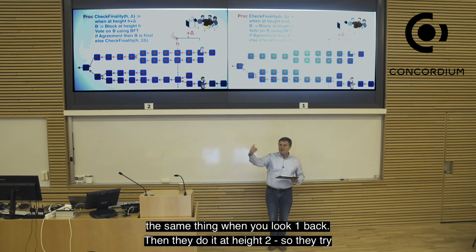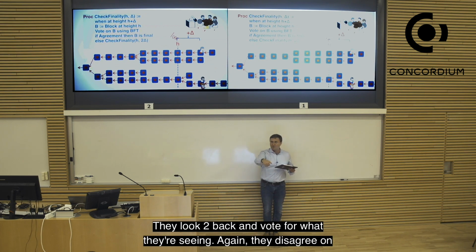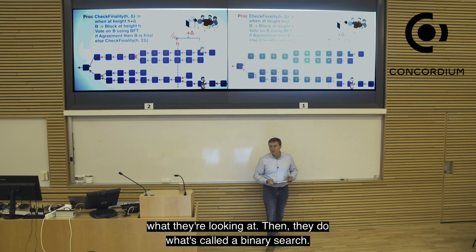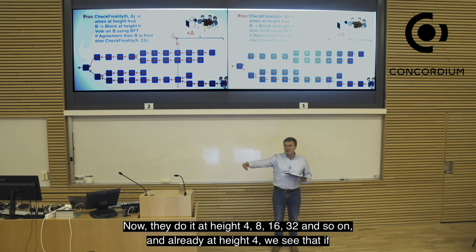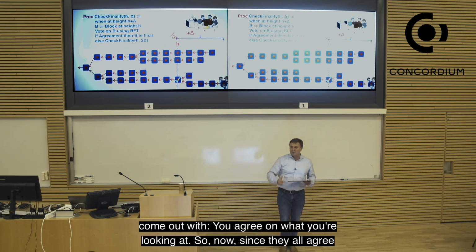Then they do it at height 2. So they try to finalize the same height, 1,000. Now they just wait until they're at height 1,002. They look 2 back and vote for what they're seeing. Again, they disagree on what they're looking at. And then they do what's called a binary search. Now they do it at height 4, 8, 16, 32, and so on. And already at height 4, we see that if they look 1, 2, 3, 4 back, they all see the same value. So the PFT algorithm is going to come out with, you agree on what you're looking at.